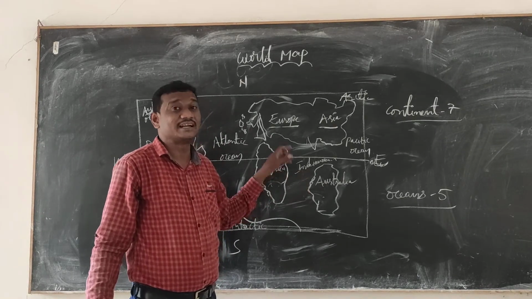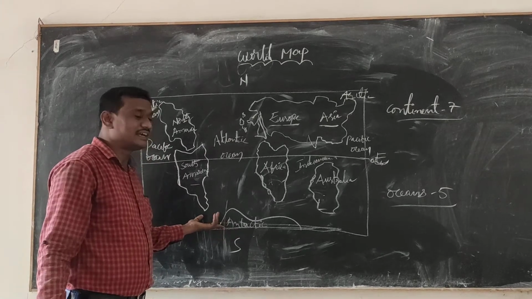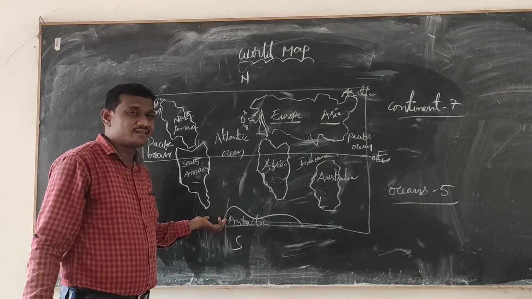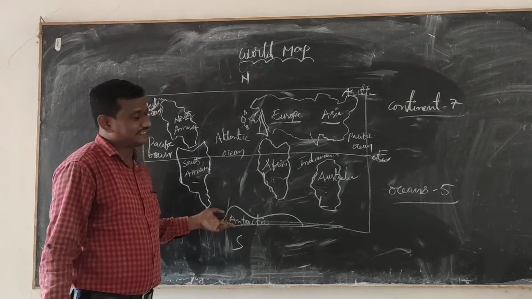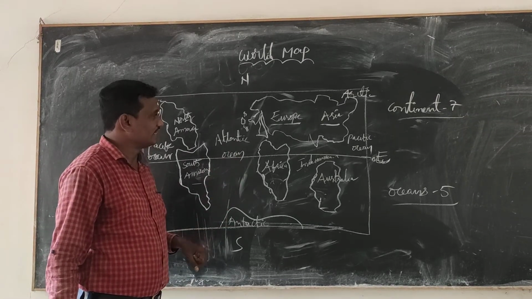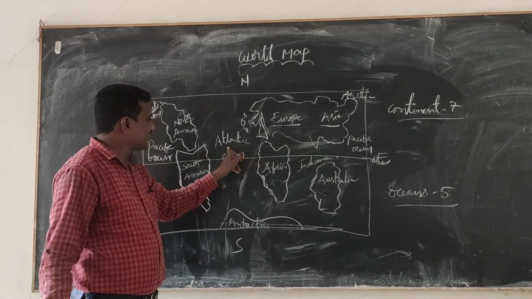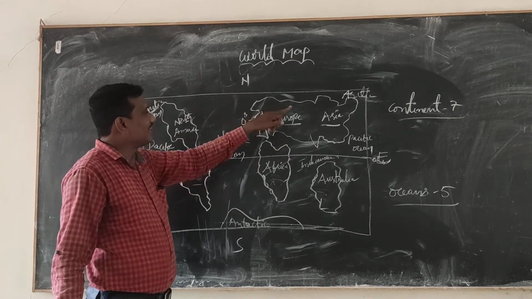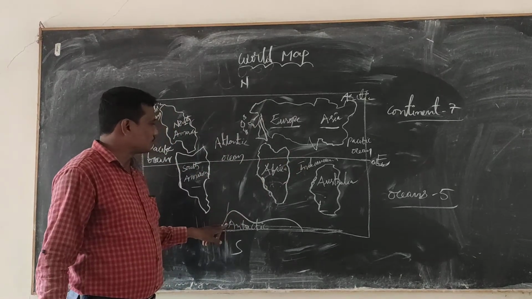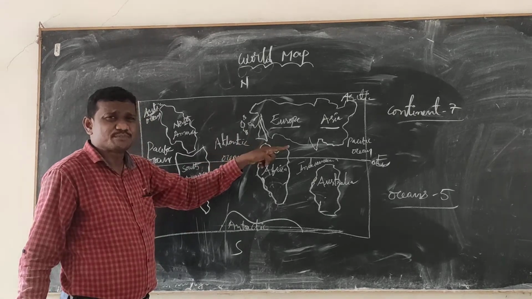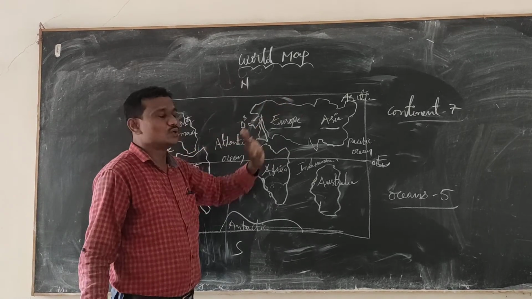Four oceans are completed. Another one, Antarctic Ocean. It is very easy, children. This is the Antarctic Ocean. Antarctic is a continent and also an ocean. There are five important oceans. First one is the Pacific, the largest one. Second one is Atlantic. Third one is Arctic. Fourth one is the Indian. And fifth one is the Antarctic Ocean. Your largest ocean is the Pacific Ocean. Smallest ocean is the Arctic Ocean.